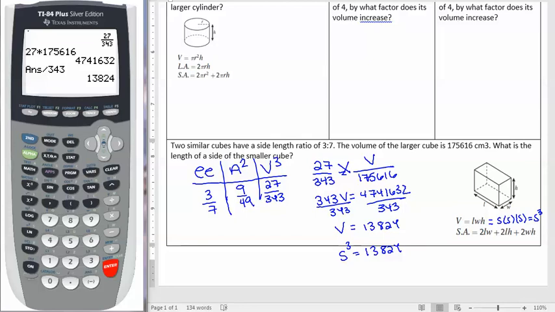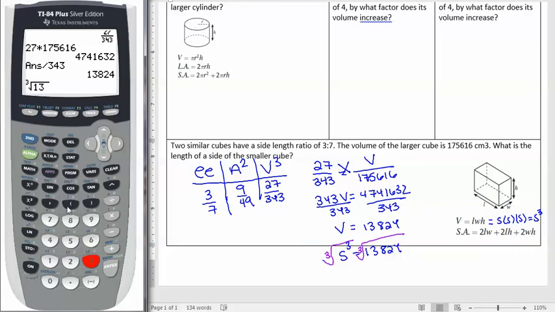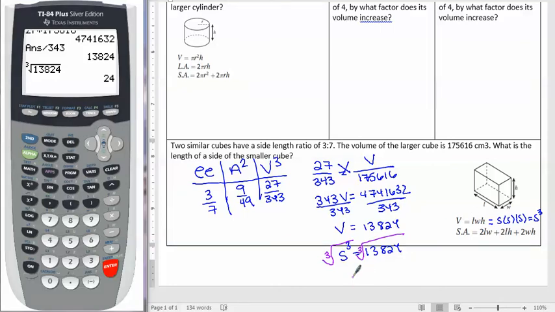Now to find how big a side is, I'm going to take the cube root. I can do that in my calculator. Under math, number 4 is a cube root, and I can type in my answer, 13824, and I get 24. So the side length of the smaller is 24 centimeters.